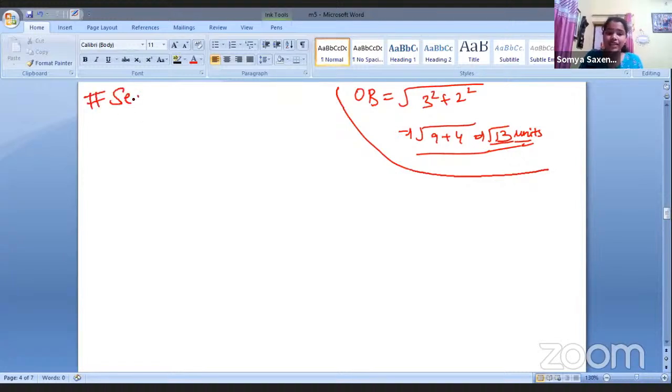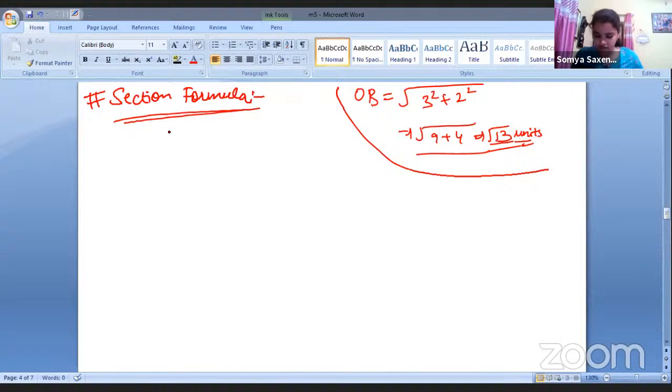Now we come upon the section formula. Another very important thing. These formulae, you should know them. You should remember them. You can remember them very easily because they're very easy. Okay. So what do we have about this section formula?